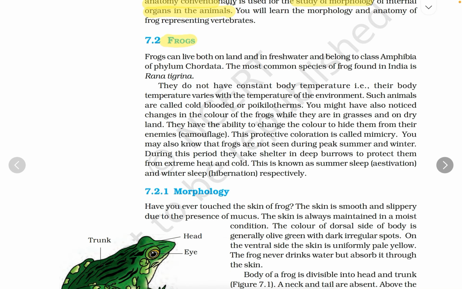So let's talk about frogs now. In this chapter, mainly we are going to discuss the frog. A frog can live both on land and in fresh water. We know that, right? It belongs to the class Amphibia. Amphibian means they live in both land and water, and they come under the phylum Chordata. The most common species of frog found in India is Rana tigrina. See how biological names have to be written: capital R A N A and small t, tigrina. Since I have written it by hand I will underline it, but if it is printed, it is written in italics.